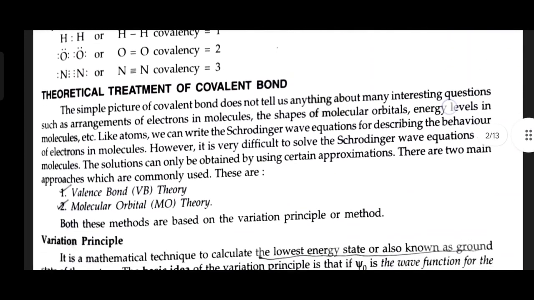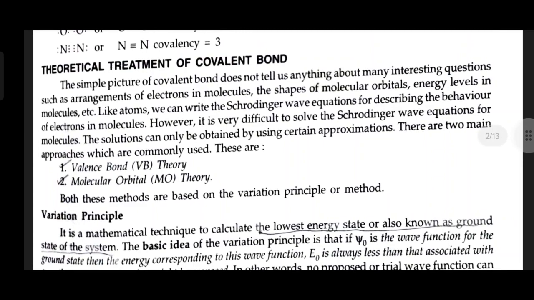Now, theoretical treatment of covalent bond. The simple picture of covalent bond does not tell us anything about many interesting questions, such as arrangement of electrons in molecules, the shape of molecular orbitals, energy levels in molecules, etc. Like atoms, we can write the Schrödinger wave equation for describing the behavior of electrons in molecules. However, it is very difficult to solve the Schrödinger wave equation for molecules. The solution can only be obtained by using certain approximations.